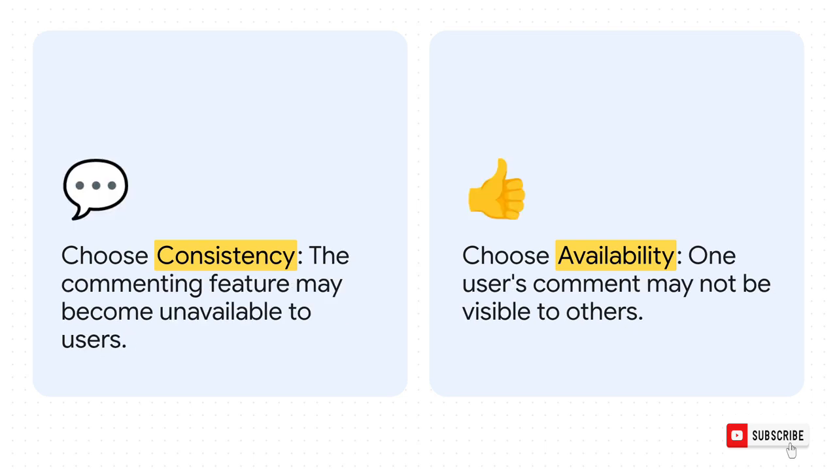Okay, so now let's flip the script. Let's look at a social media platform. Imagine that same network partition happens right in the middle of a viral post with a super active comment thread. Choosing consistency might mean they have to turn off commenting for everyone until the network is fixed. But choosing availability? That means people can keep commenting, with just a tiny risk that for a few moments, you and your friend might see a slightly different version of the comment thread. For most social apps, that's a risk they're willing to take to keep things running.